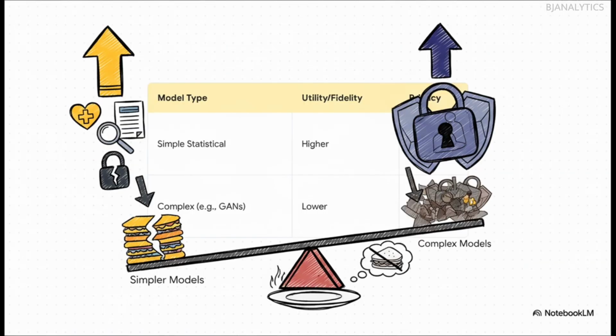This shows that trade-off perfectly. Simpler statistical models often produce more useful data with higher fidelity. But the more complex models can offer much stronger privacy protection. They often do this by adding something called differential privacy. It's basically a mathematical guarantee that makes it almost impossible to identify any single person in the data. But that guarantee almost always comes at the cost of the data's utility. There is really no free lunch here.